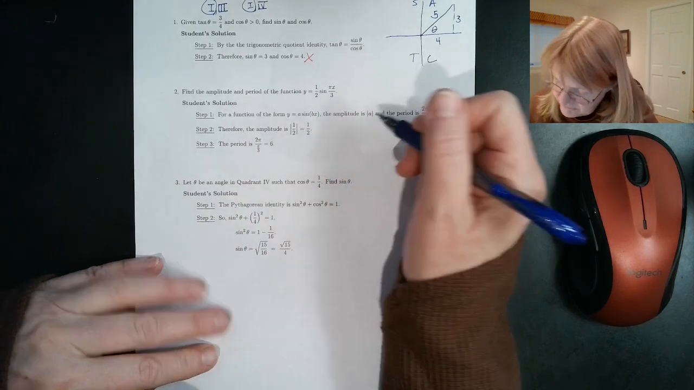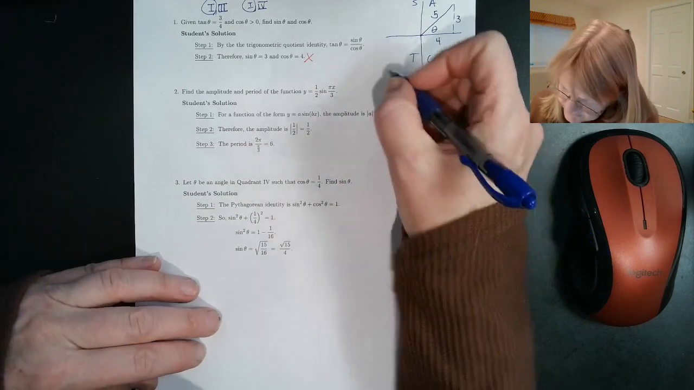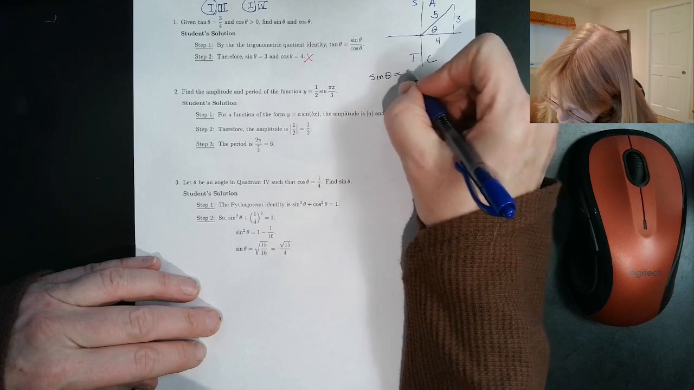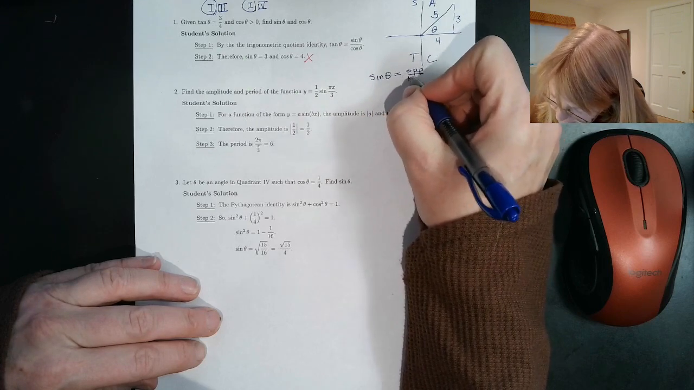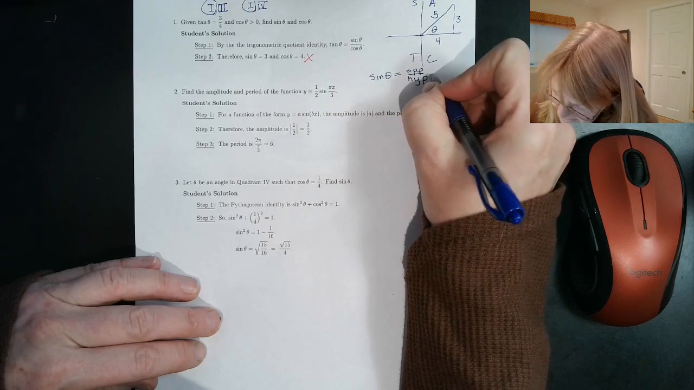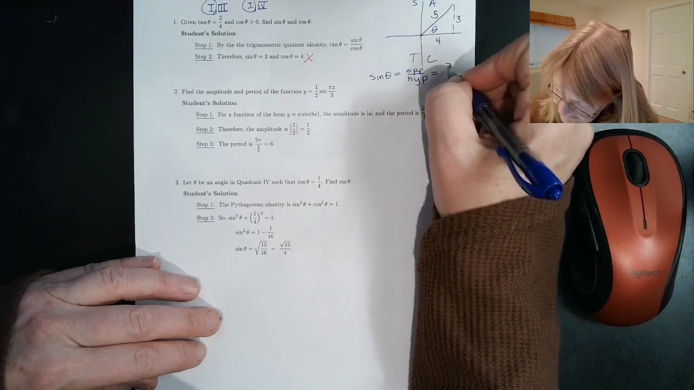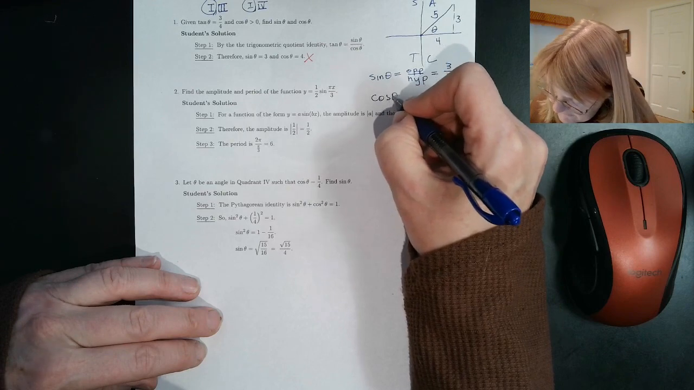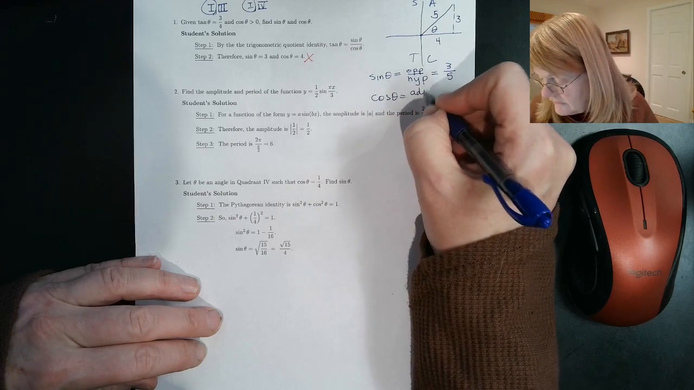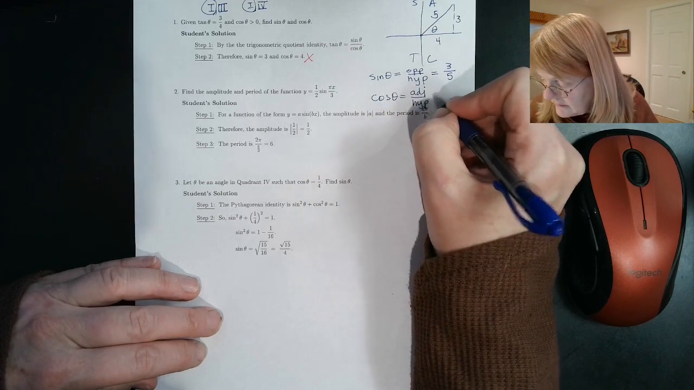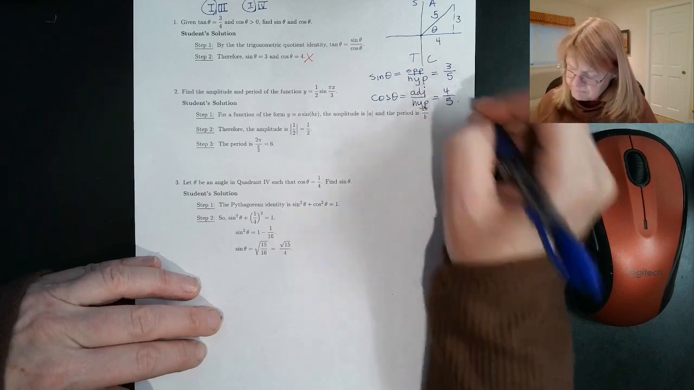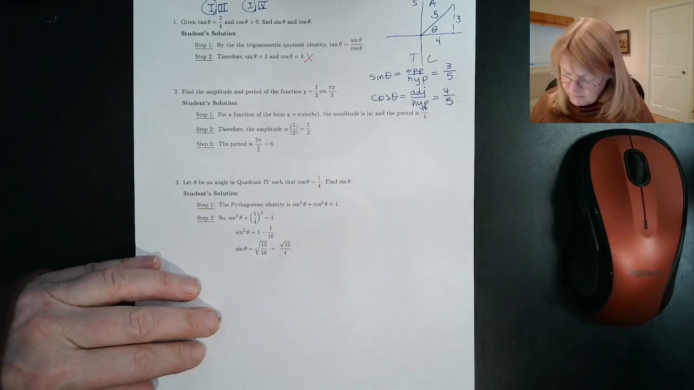Using the right triangle trig definitions, we know that sine of theta is going to be equal to opposite over hypotenuse, and opposite is 3 and the hypotenuse is 5, and we also know that cosine theta is equal to adjacent over hypotenuse, and we know adjacent is 4 and the hypotenuse is 5. So that's problem 1.